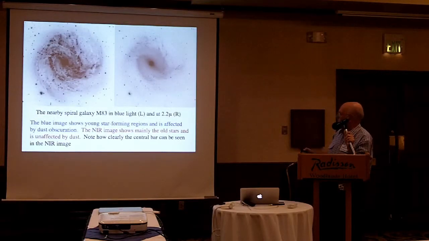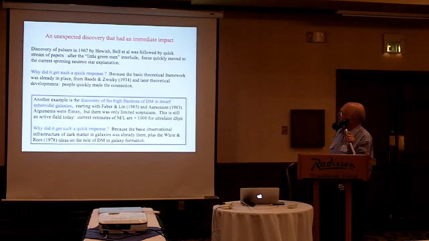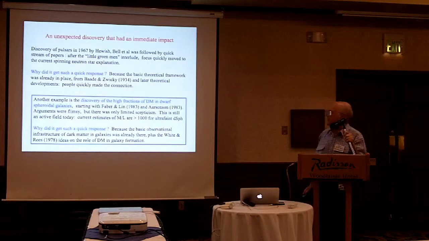And here's just a quick picture of the spiral galaxy M83, first of all in blue light, and then in the K-band in the infrared. In the infrared, the blue stars are not so important, and all this dust absorption becomes transparent. You can see very clearly a bar in this galaxy, which you don't see immediately in the optical picture. Okay, so just very quickly, a couple of unexpected discoveries that had an immediate impact.